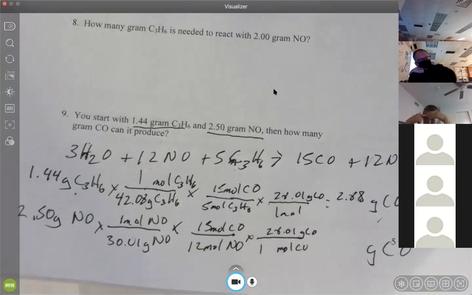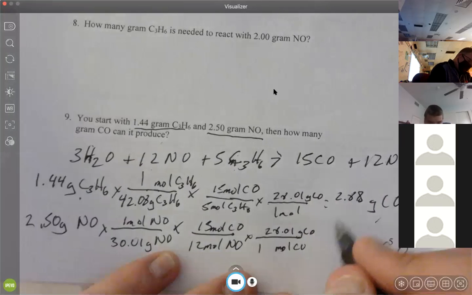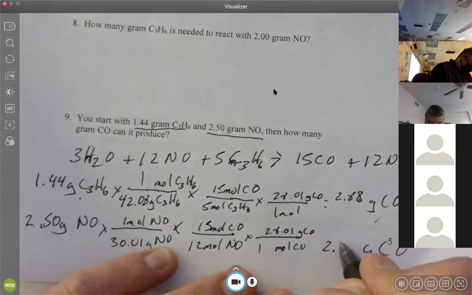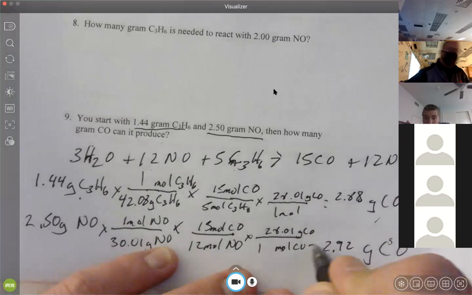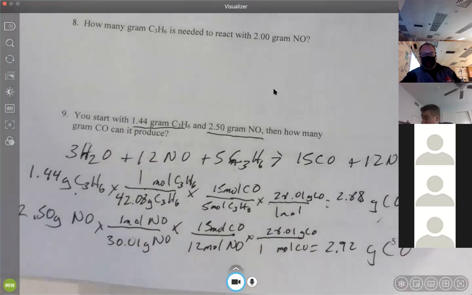2.5 divided by 30.01 times 15 divided by 12 times 28.01. It's about 2.9167. And that's 2.92 grams of CO. So, $1 million question.